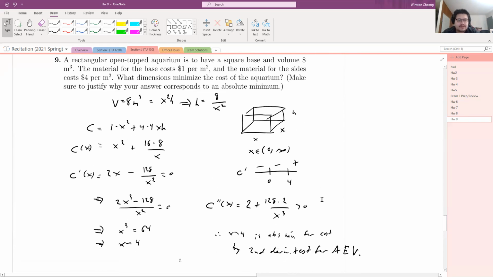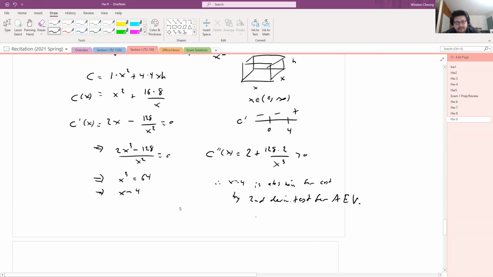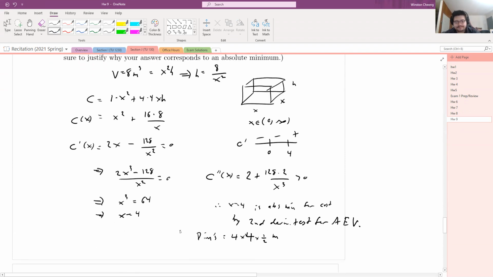And then lastly, this problem is actually asking us to find the dimensions that minimize. So we want to write our final answer in terms of the dimensions of the box. So it's going to be 4 by 4 by a half. And the problem is in terms of meters. Let me just write 4.